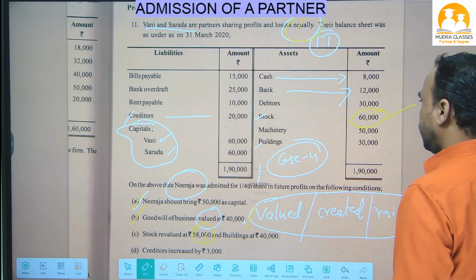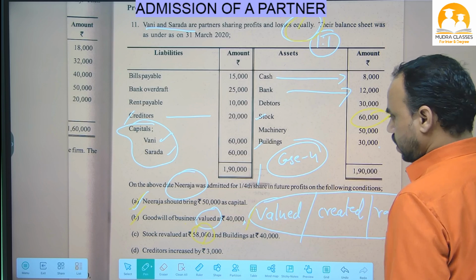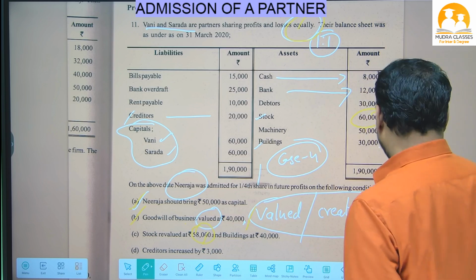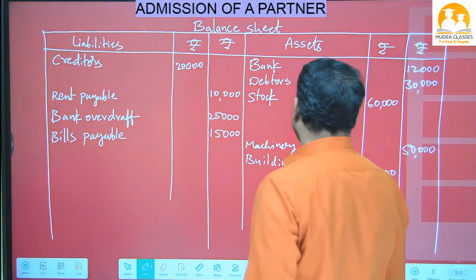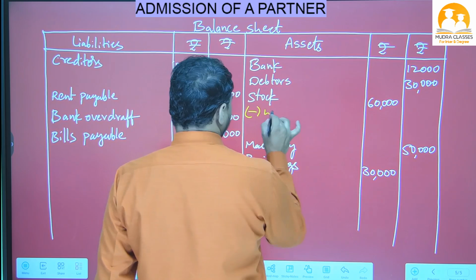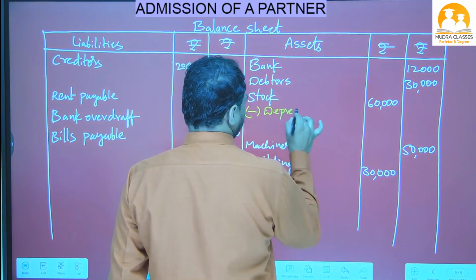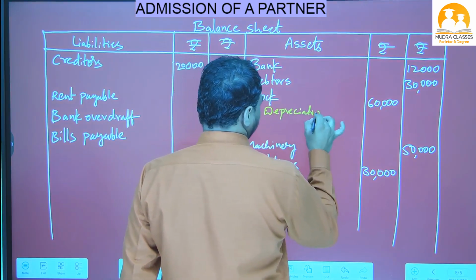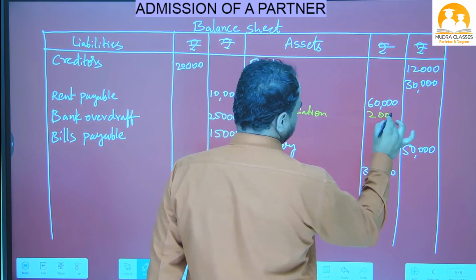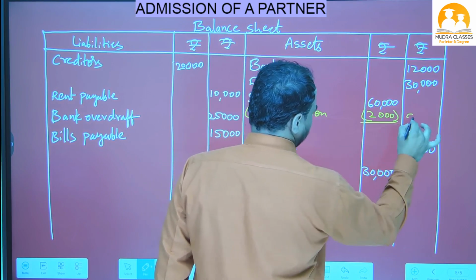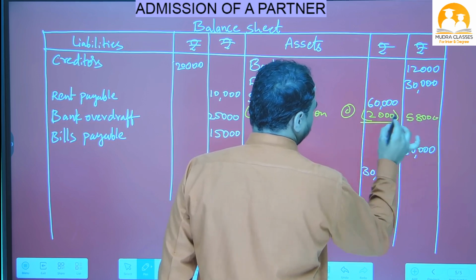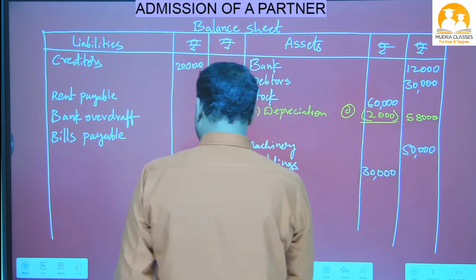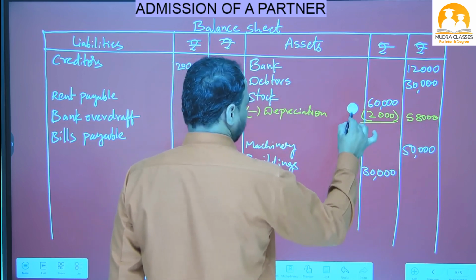So we have to write in the balance sheet. Since this stock decreased by 2,000, we have to minus it. So in the balance sheet asset side we have to write: less depreciation 2,000 rupees, 60,000 minus 2,000, 58,000 rupees, in the outer column. This is adjustment number C.